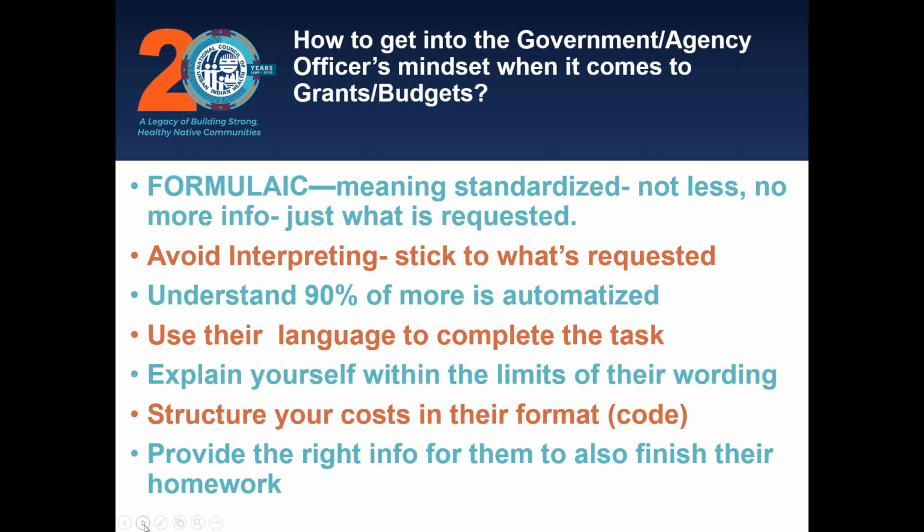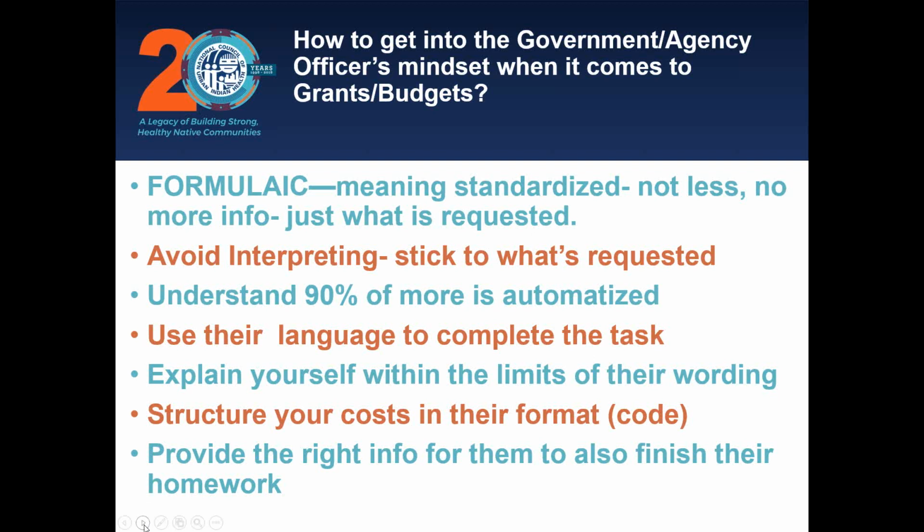Stick to what is requested. Do not interpret what they would think or assume. Understand that 90% of this is automated. When you provide the budget, you also provide it in a form that goes into a system that is going to populate everything for them. So 90% of the numbers that you're giving them is automated.